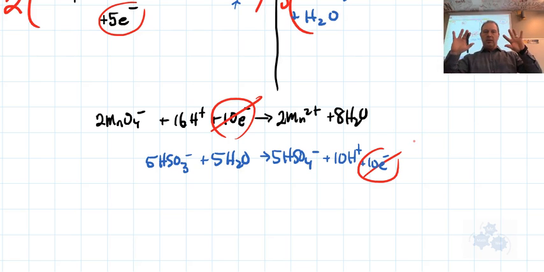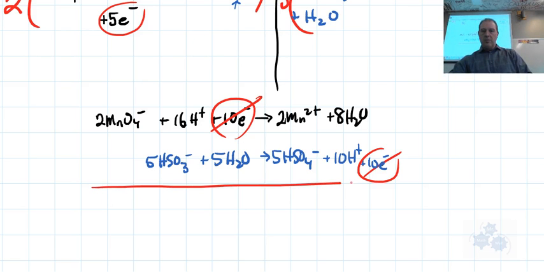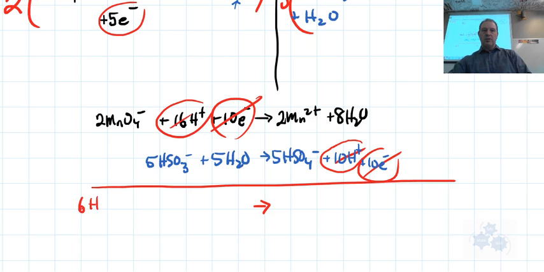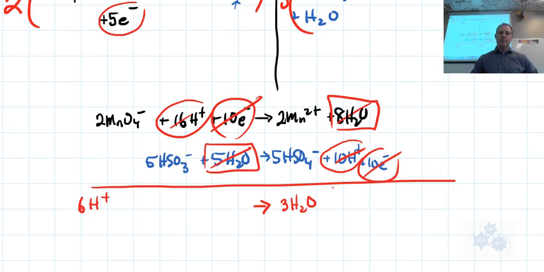Everything else that is the same species on both sides, we can start to cancel off. I'll write my equal sign here when we add these up. Looking at the hydrogens, I have 10 over here and 16 over here. If I take off 10 of each, I'm left with 6 hydrogens. Looking at the waters, if I take off 5 of each, I'm left with 3 waters.